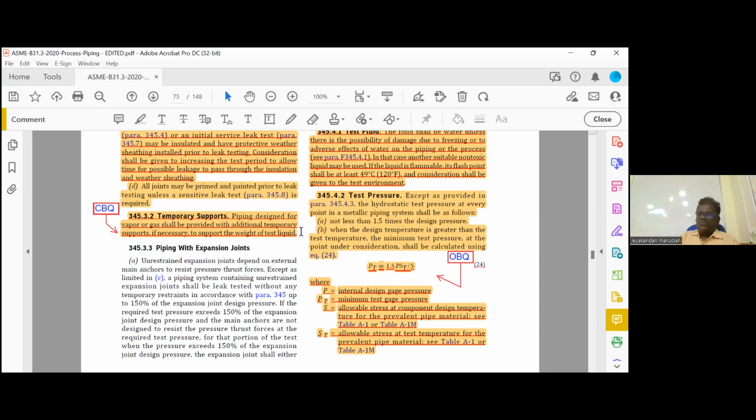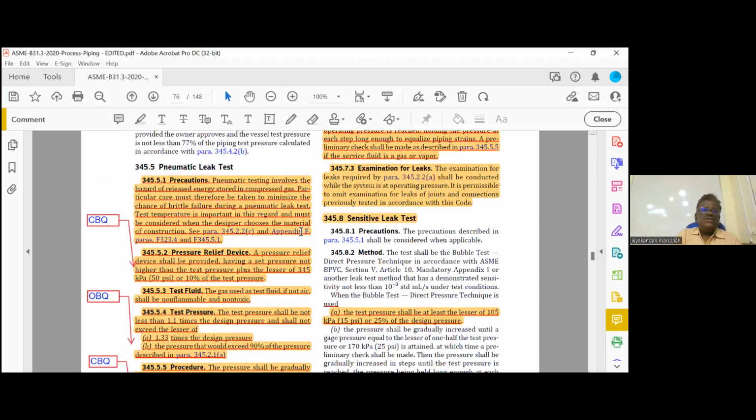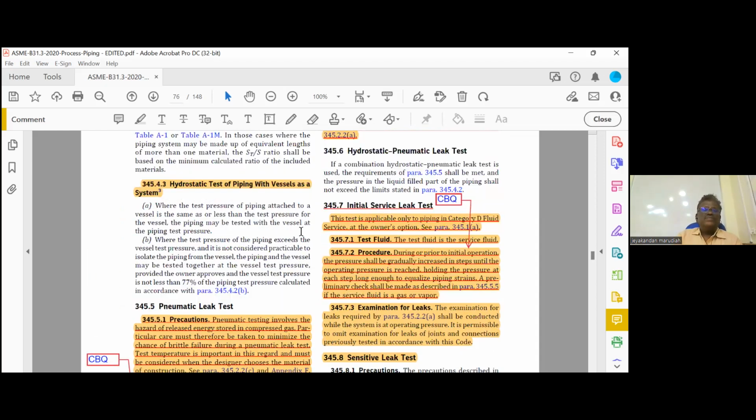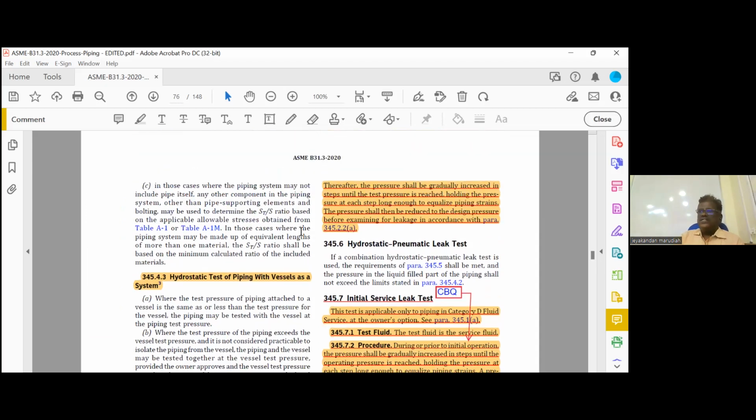Okay, that's all actually for hydro test. Next one is the pneumatic test. For the pneumatic test, the formula is 1.1 times design pressure. Point number one, there is no stress ratio. Second point, when you are doing a pneumatic test, you should not continuously pressurize. It should be in 2 steps. The first step is 50% of the test pressure or 25 psi, whichever is less.